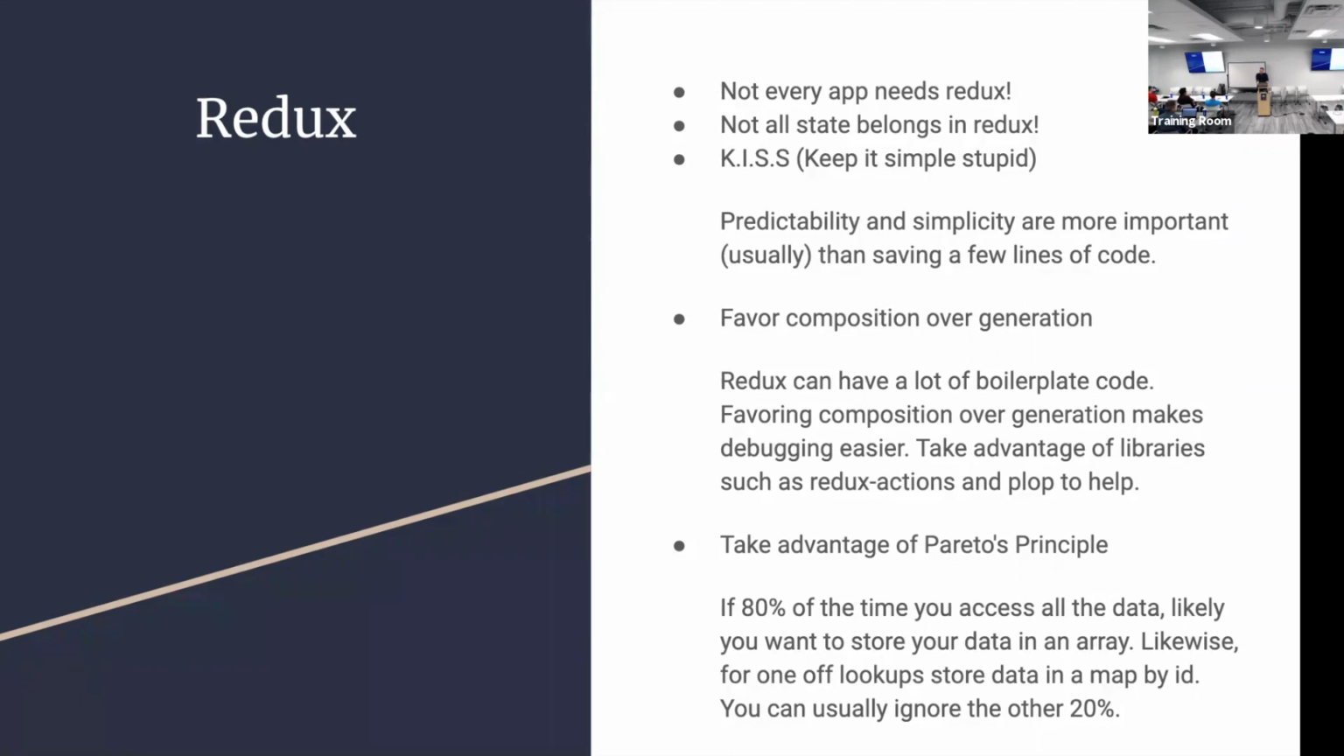If you do something like composition, you use a single handler that you reuse. When you step in, you have discrete code that you're going to. Redux Actions is a great library if you haven't checked it out. Plop can help with templating so that creating all this boilerplate isn't overwhelming. And then take advantage of Pareto's principle.